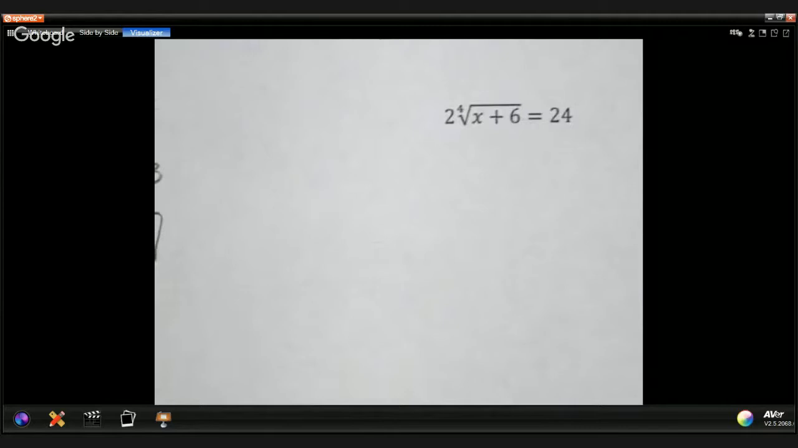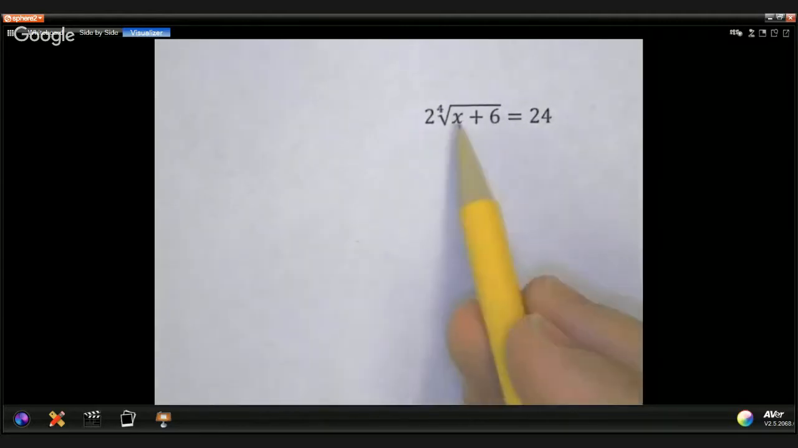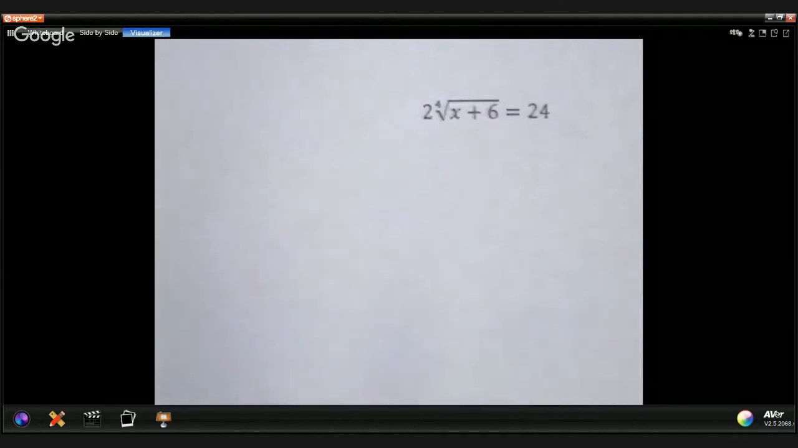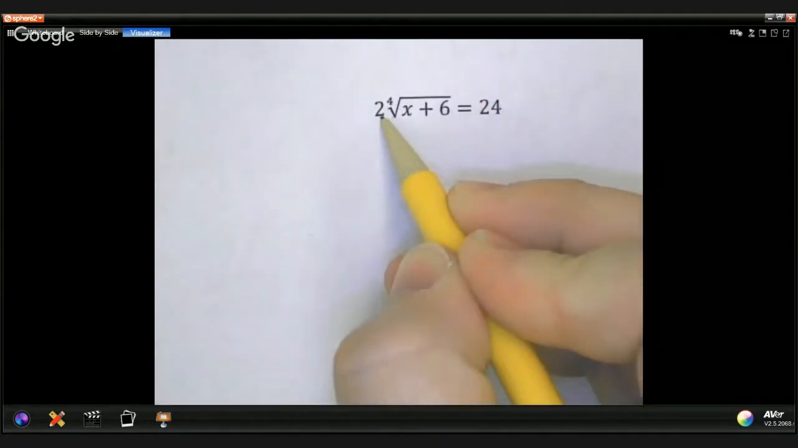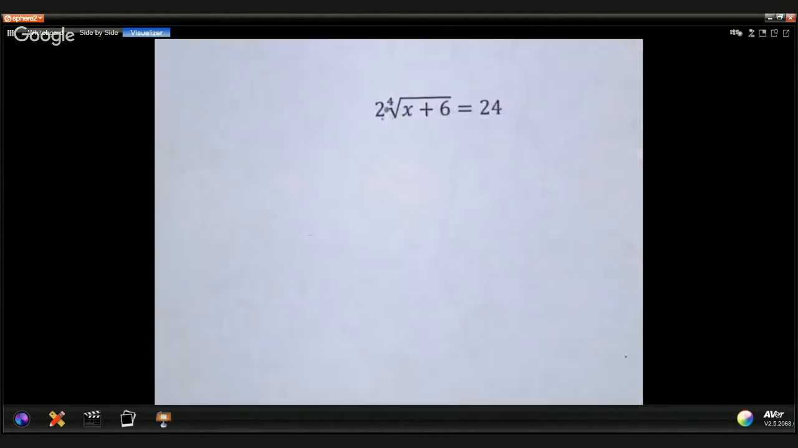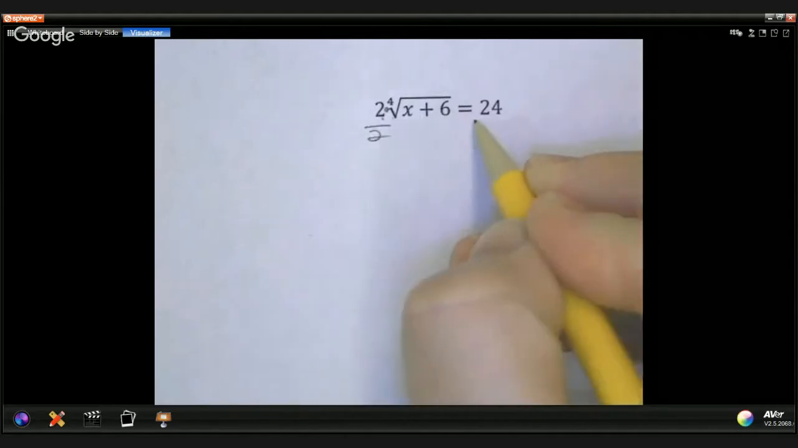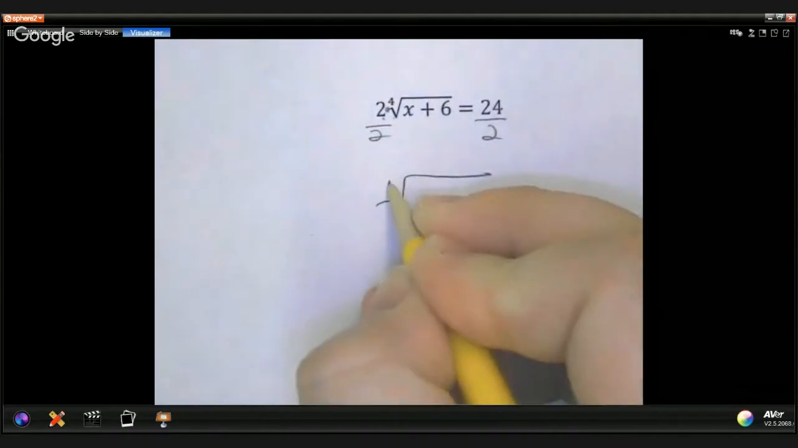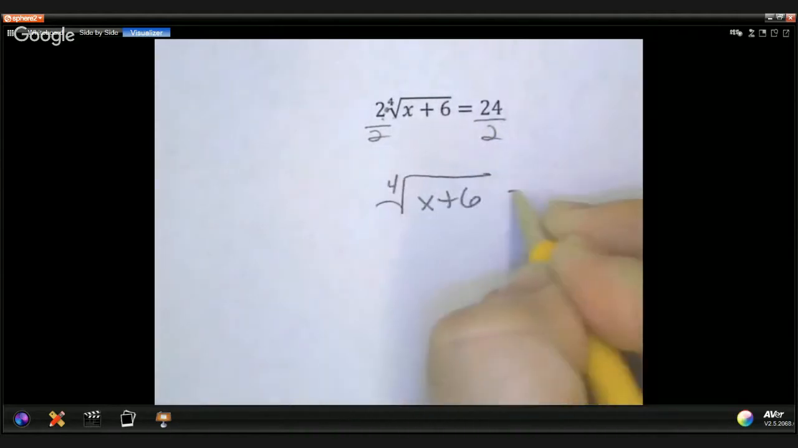All right, let's look at the second one over here. Same idea. I need to get rid of this fourth root, but before I get rid of the fourth root, I need to get rid of things on the outside. That means I need to get rid of this 2. This says 2 times the fourth root, so I'm going to divide by 2. And now I get the fourth root of x plus 6 is equal to 12.